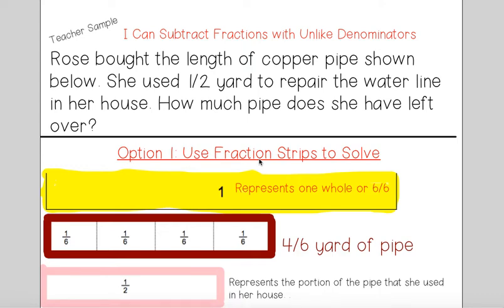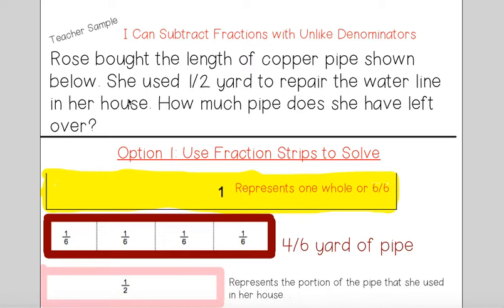Your I can statement for today is I can subtract fractions with unlike denominators. So we've been working for the past week on adding fractions with unlike denominators, and luckily for you, subtracting fractions with unlike denominators is a very similar process, just using subtraction. So the first thing I want to take a look at is our sample problem.